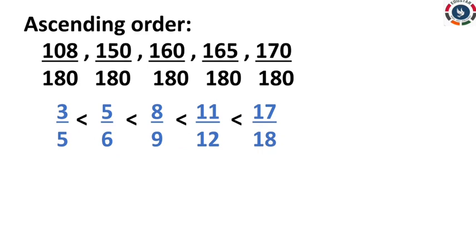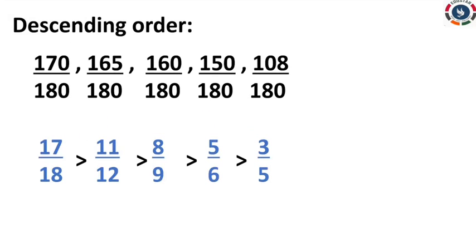Using the same values, you are arranging the numbers in descending order. So just write it in reverse form, I mean big to small. So 170 by 180, that is 17 by 18. 165 by 180, that is 11 by 12. And 160 by 180, that is 8 by 9. 150 by 180, that is 5 by 6. And 108 by 180, that is 3 by 5. So it is bigger to smaller. So 17 by 18 is greater than 11 by 12, greater than 8 by 9, greater than 5 by 6, greater than 3 by 5.